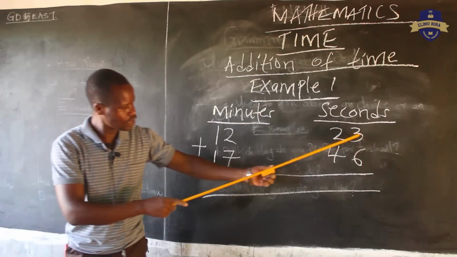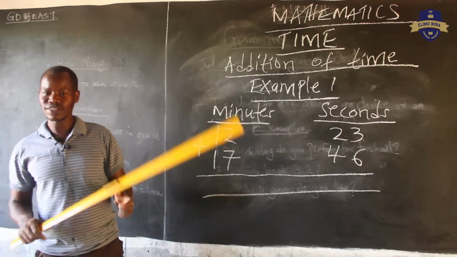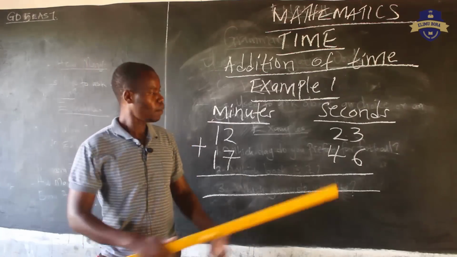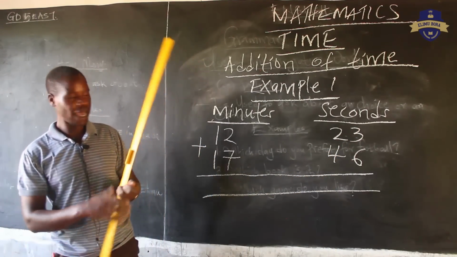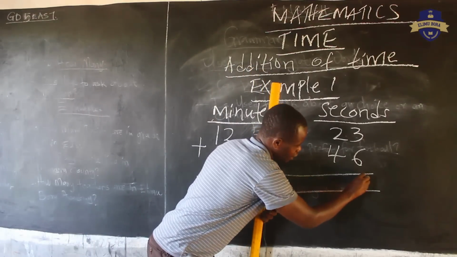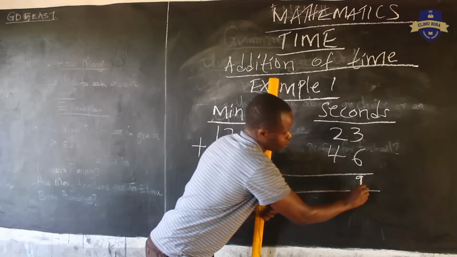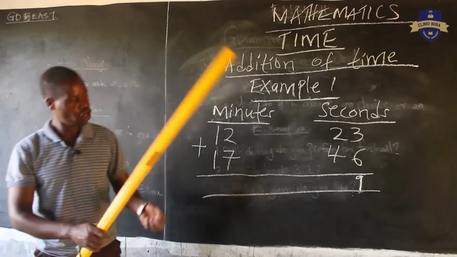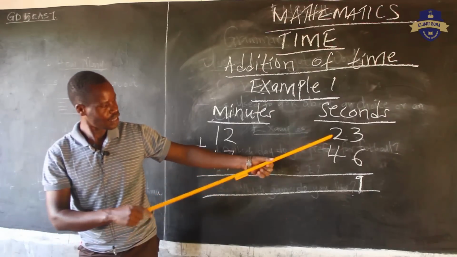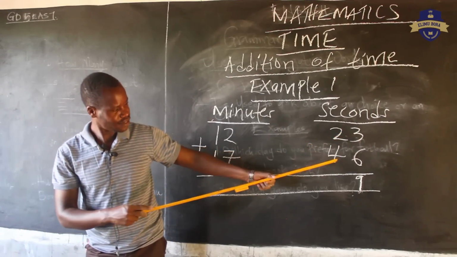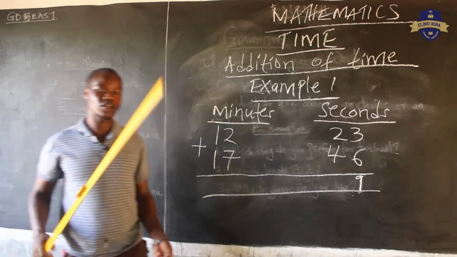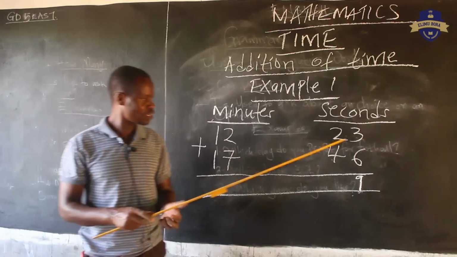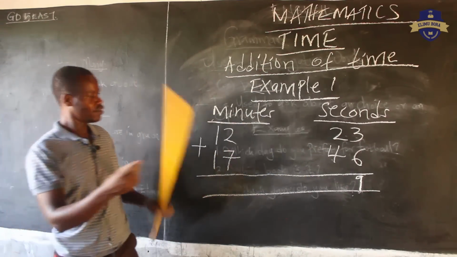That is 3 plus 6. Yes, Abdullah. 9. Good, so we write here 9. And then you add the second digit, that is 2 plus 4. Yes, Balkis. We have 6.